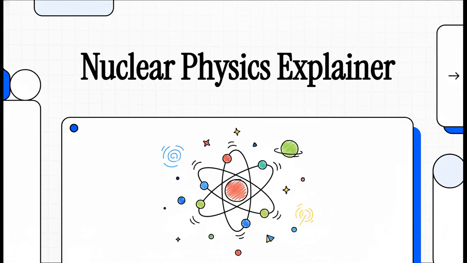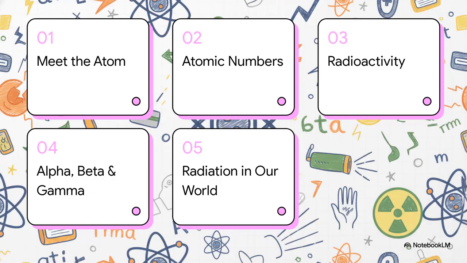Let's get into it. Grab your notebooks, because here is our lesson plan for today. 1. Meet the atom. 2. Decoding atomic numbers. 3. The secret of radioactivity. 4. Alpha, beta, and gamma. And finally, Section 5, radiation in our world.